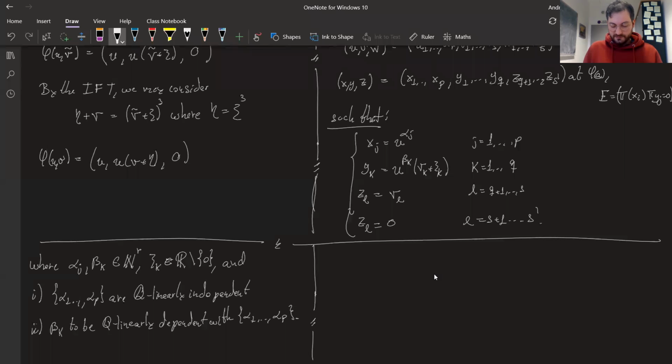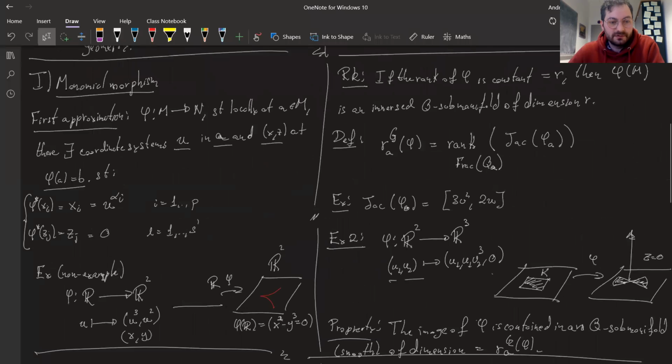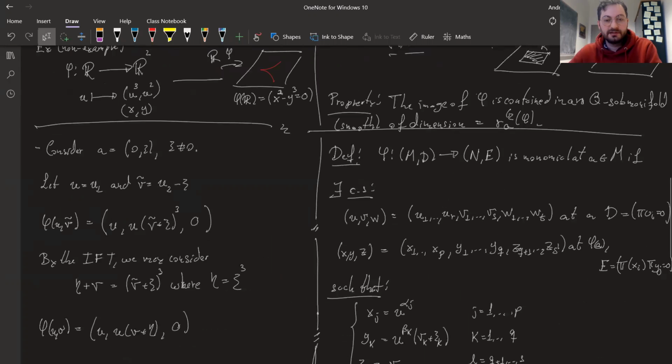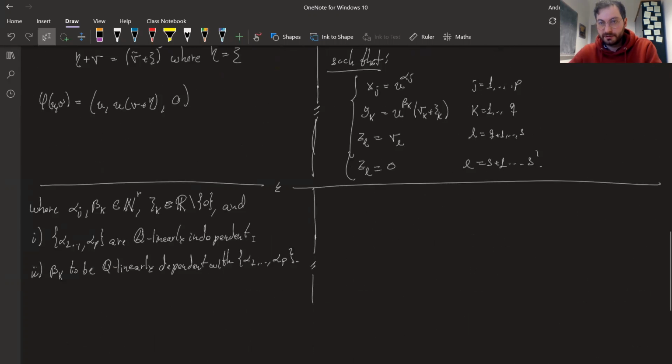Let me just first explain the first condition, and then I'm going to talk a little bit about the second. The first condition guarantees that our first example, the non-example, was really a non-example. If we look at the first example, U3, U2, the multi-indexes appearing here are 3 and 2. They're not Q-linearly independent, of course. So this is not going to be accepted as a monomial morphism.